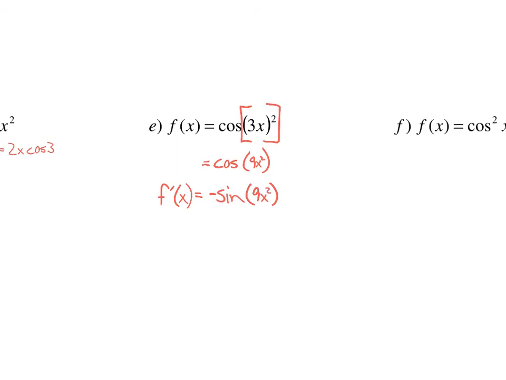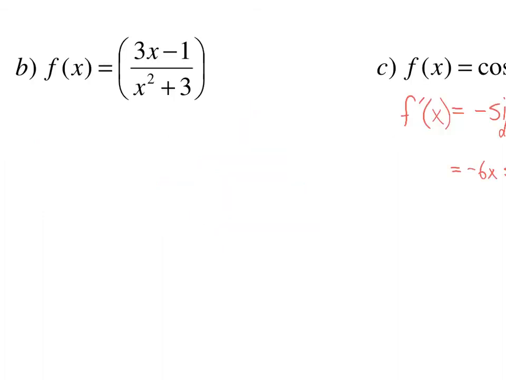When you do the derivative of the outside, the inside stays intact. Then times 18x, the derivative of the inside. So negative 18x sine of 9x squared. Can you simplify that any further, or do you just leave it like that? Can we simplify this any further, guys? No, that's as good as we can get.